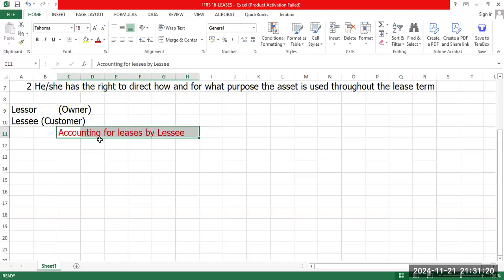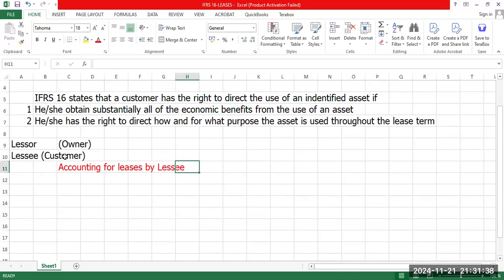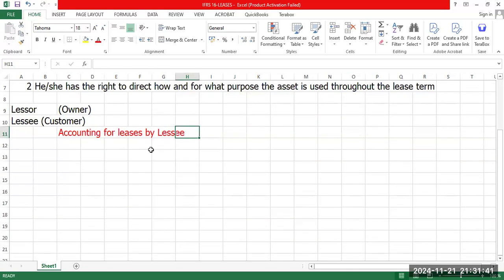Why do we need to talk about accounting for leases by lessee? You know that accounting looks at the control, okay? Accounting looks at what? At the control. And in a situation where there is a lease, obviously the one who is going to be controlling an asset is the lessee. So we need to know in the books of lessee what the accounting treatments are.